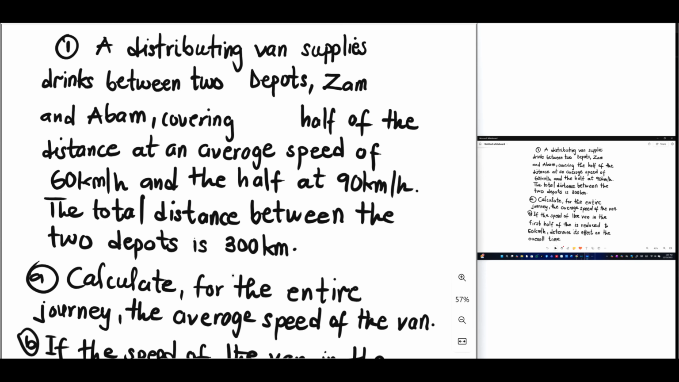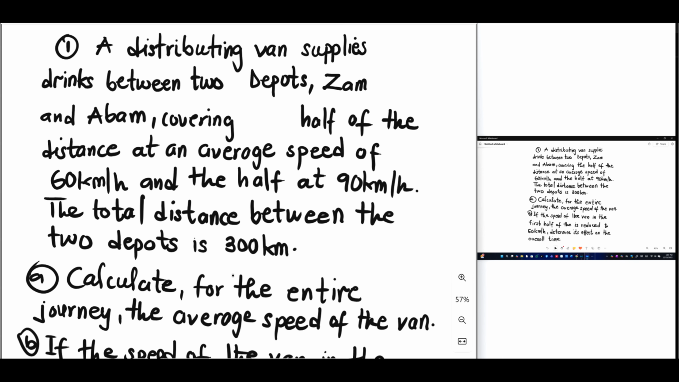Now, the total distance between the two depots is 300 kilometers. That is the distance between Zam and Abam. And we are to calculate, for the entire journey, the average speed of the van. So you have to know the formula for finding average speed. Average speed is total distance over total time.